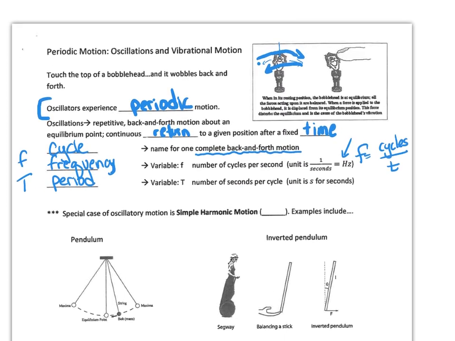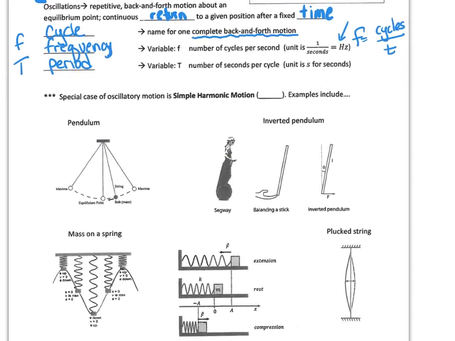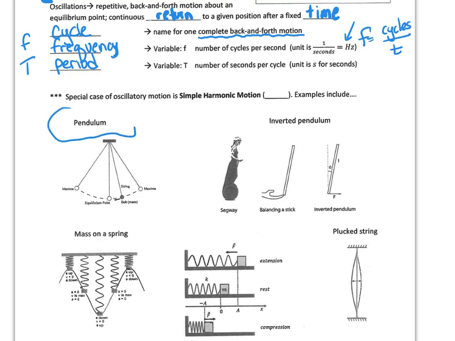So what kind of objects besides a bobblehead do this? Well, a pendulum, and we're going to be responsible for understanding this in detail. Then there are these other types called inverted pendulums, like a meter stick or maybe a baseball bat. Imagine a bat being balanced by the grip down here. If you balance it, it's going to swing back and forth at the top. It's going to oscillate back and forth. It's called an inverted pendulum.